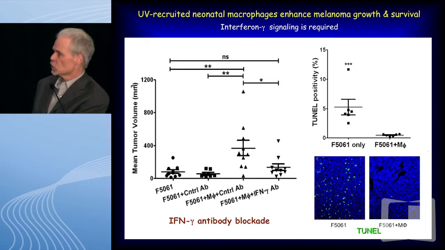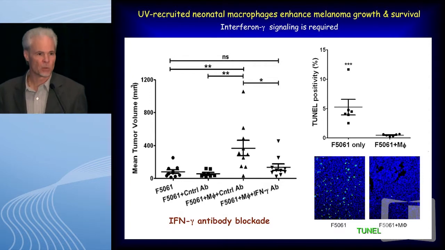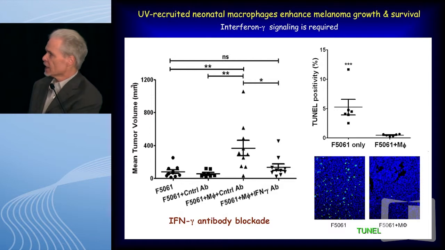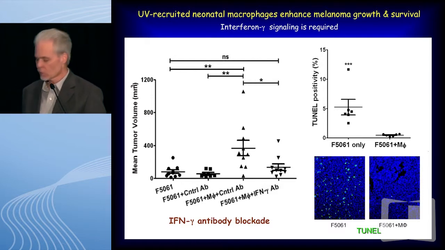And so what he found is, here's our melanoma cells. This is the tumor volume. They're not really very aggressive. And here's a control antibody. But if you put the macrophages in, they grow much more aggressively, and that is reversed if you block the interferon gamma signaling pathway with systemic antibodies. And it's not due to an increase in proliferation, it's due to survival. If you look at the TUNEL assay, you can see there's a typical amount of TUNEL apoptosis that you can see in tumors, but if you put the macrophages in, it basically disappears.